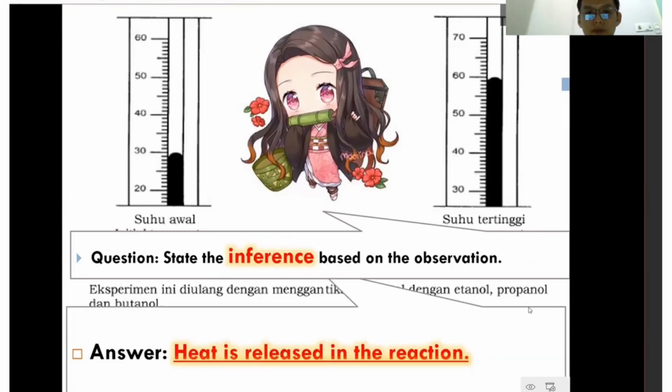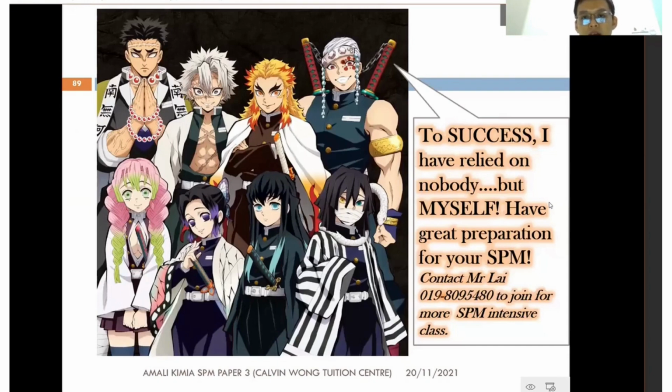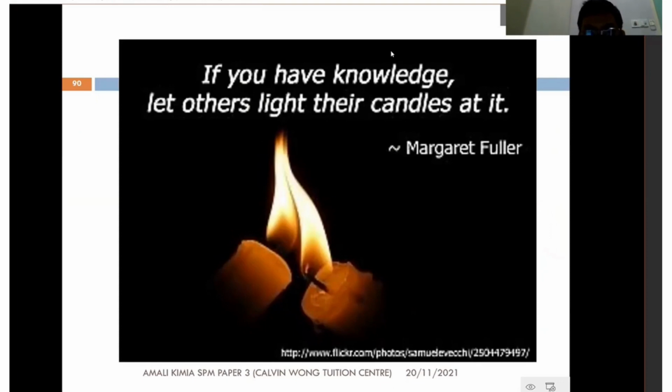Upon, very good. So countdown, are you ready for your fight? Whether you are the winner or SPM will be the winner. So you have to do your preparation well. Nobody can help you. The person who can help you is yourself. So you must do your great preparation for your SPM. And remember, if you have information, notes, material, don't be selfish. You can share with your friends. You will gain more when you share more. Actually, we are all together to achieve success.